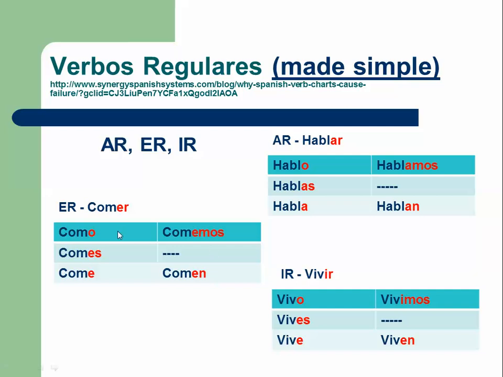IR verbs and ER verbs are best friends. They do everything together, except they have to have their little unique spots. So IR and ER match in this shape all the way down this side and this bottom one. They match, but the IR verb keeps its I in the nosotros form, and that's it. That's the only difference you have to remember between the ER and the IR verb.